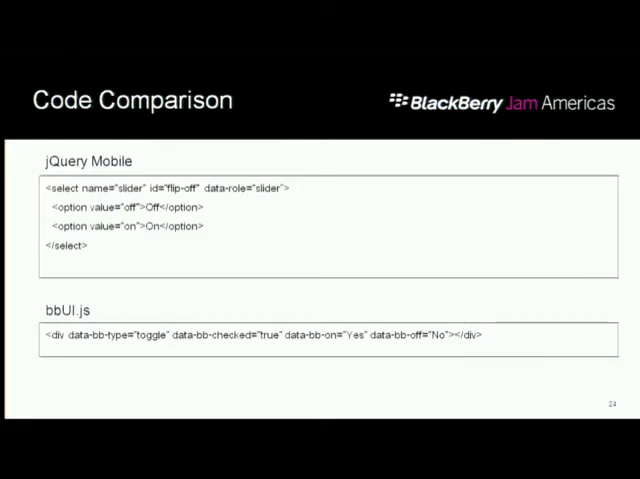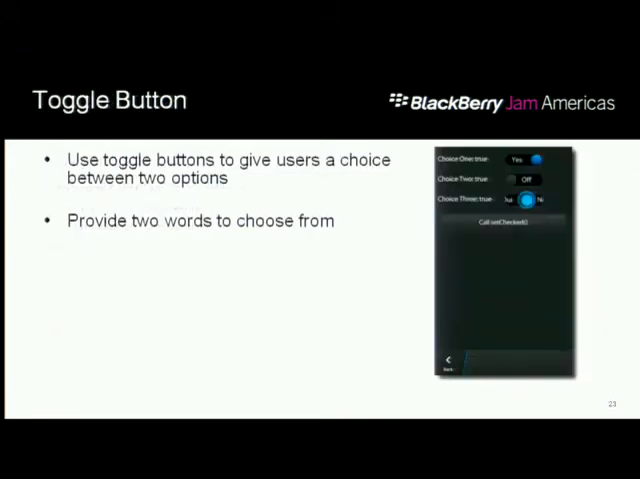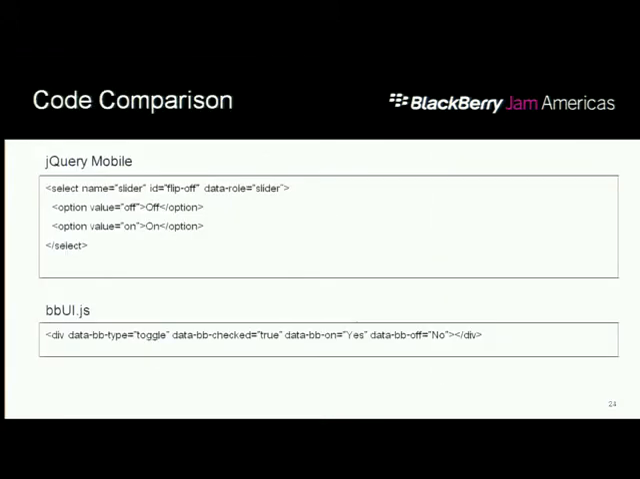Okay. So here it is, jQuery Mobile. We use a standard select with a data-role slider. And here are our 2 option values. And we can specify which one is currently on. BBUI does it a little bit differently. Instead of using the select tag, it uses its own data-role or BB type of toggle, where you can specify all the different properties right in that one div.